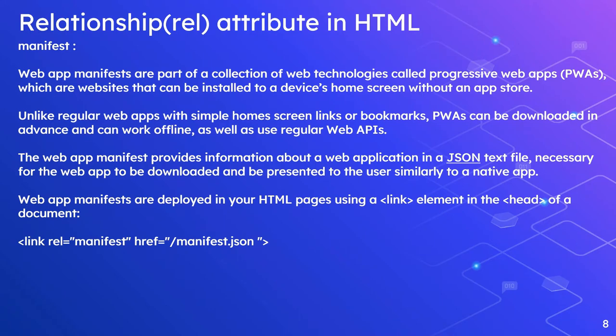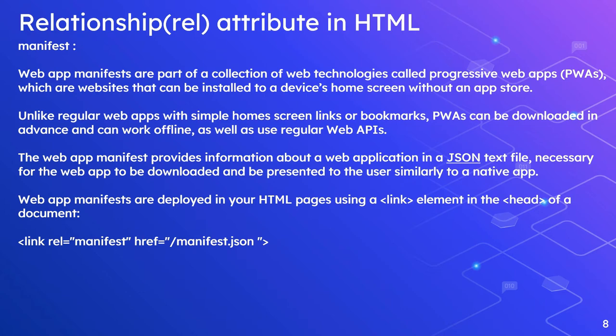The next one is manifest. Web app manifests are part of a collection of web technologies called progressive web apps, PWAs, which are websites that can be installed to a device home screen without an app store. Unlike regular web apps with simple home screen links or bookmarks, PWAs can be downloaded in advance and can work offline, as well as use the regular web APIs. The web app manifest provides information about a web application in a JSON text file, necessary for the web app to be downloaded and presented to the user similarly to a native app. The resources required to work offline, those details will be available in the manifest file.